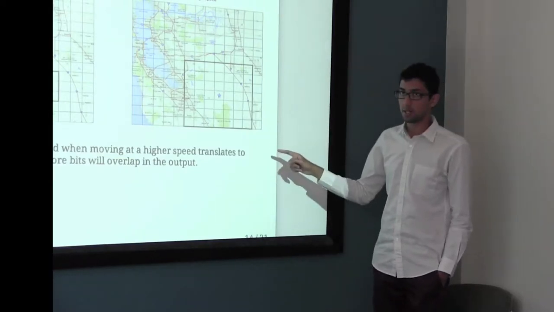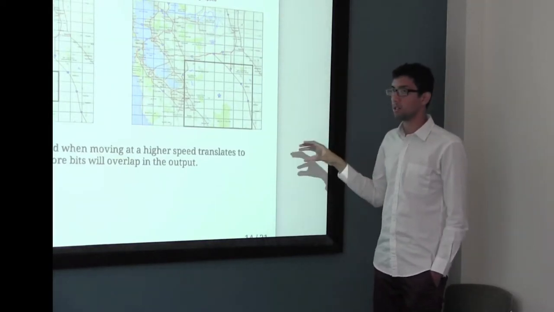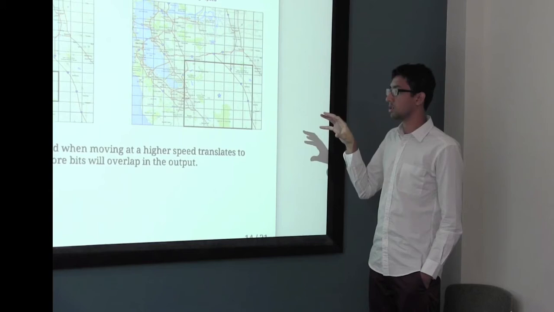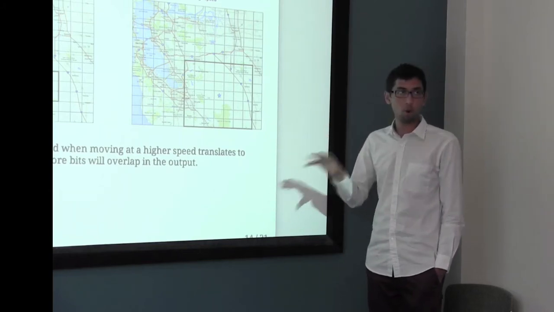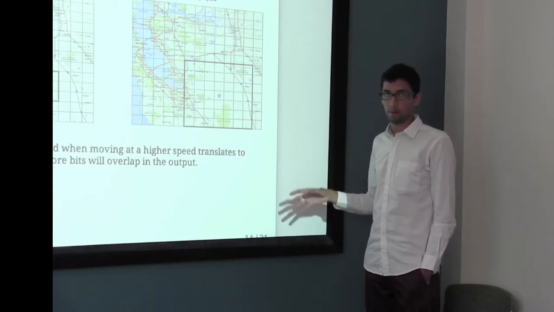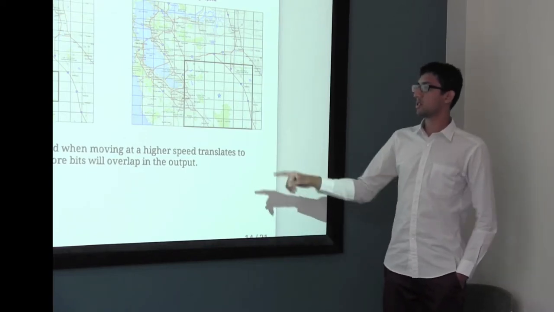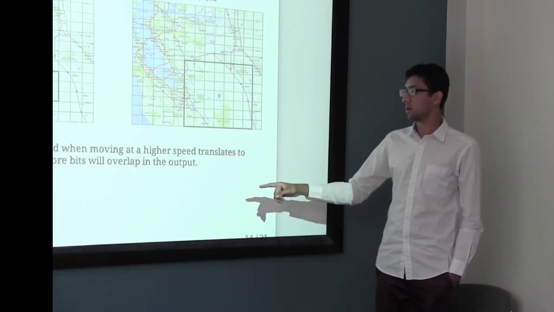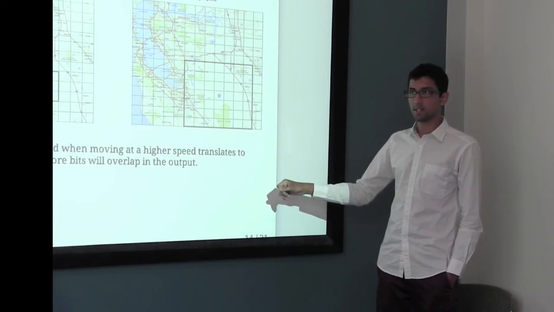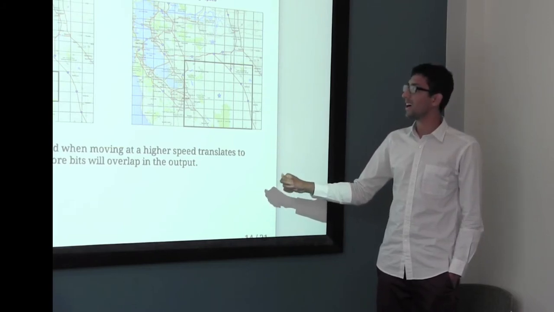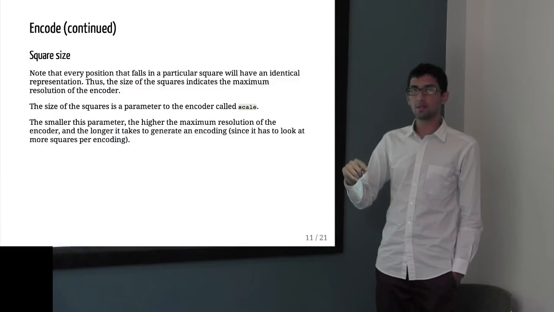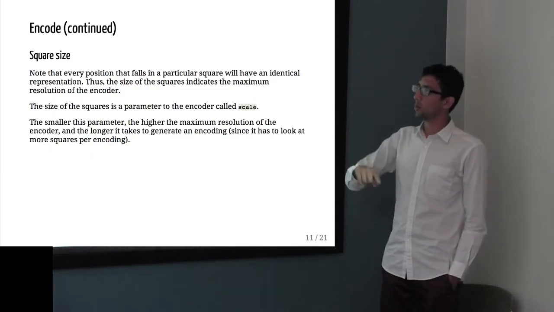So if you're moving at higher speeds, then the same amount of movement is going to have more overlap in the output binary output vector. So this satisfies property number 2. And hopefully that's convincing.